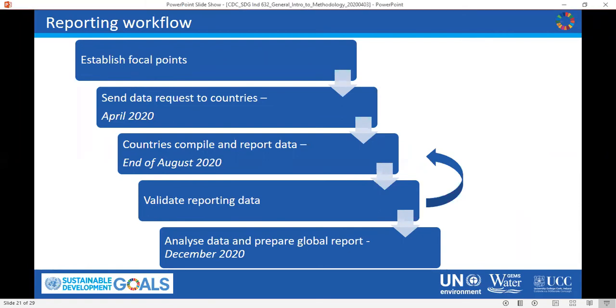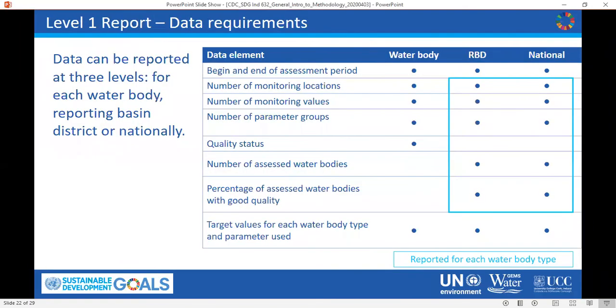In terms of the data requirements for level 1 reporting, data can be reported at 3 different spatial levels, either at the water body level, so for each single water body being assessed, or at the reporting basin district level, or just nationally. Depending on the reporting level, there are different data requirements and data elements that we ask you to report. For all 3 different reporting levels, we need temporal information about the begin and the end of the assessment period and the data being used.